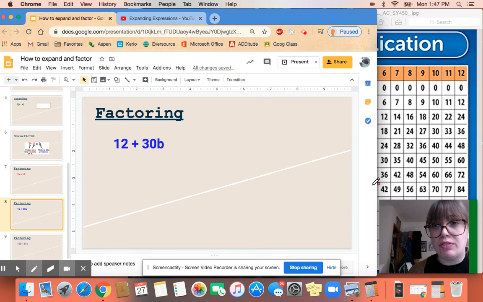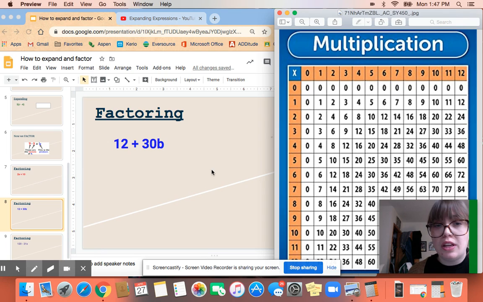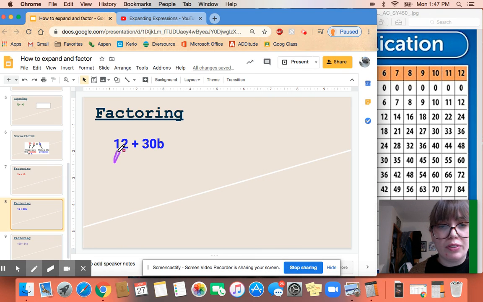All right, 12. What can I multiply to make 12? Now, you might remember I said to skip 1. So I'm going to go to my 2 row here and see what makes 12. You might already know, but let's just practice. All right, here's 12. 6 times 2 makes 12. So now I know 6 and 2 are factors of 12.